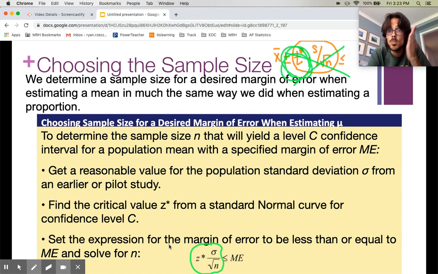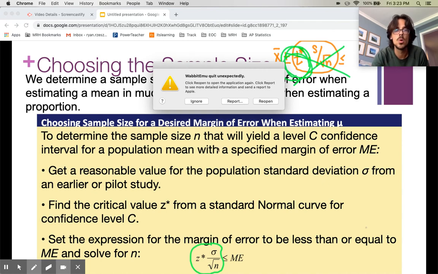Is it going to be 100% precise? No. But at the same time, it's still good information. All we're trying to accomplish when we do this sort of problem is figure out about how many data points I need to get the margin of error I want. So you're just ballparking things anyway. So you guess a sigma, and then you go from there.